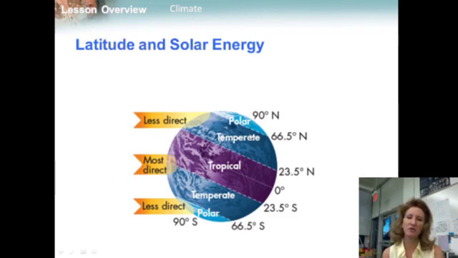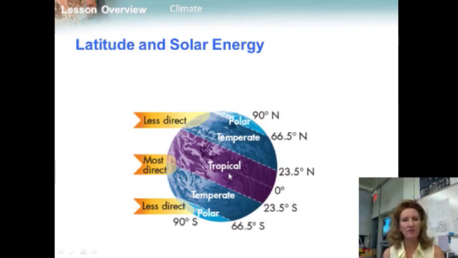The difference in heat distribution creates different climate zones: tropical, temperate, and polar, as you can see there. The tropical zone, which includes the equator, is located between 23.5 degrees north and 23.5 degrees south latitudes. This zone receives nearly direct sunlight all year. On either side of the tropical zone are the 2 temperate zones between 23.5 and 66.5 degrees north and south latitudes. And then beyond the temperate zones are the polar zones, between 66.5 and 90 degrees north and south latitudes.